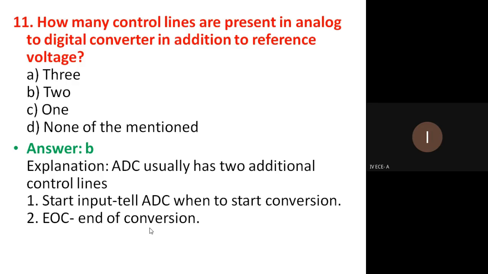Next, number 11. How many control lines are present in an analog to digital converter in addition to the reference voltage? Options are A, 3; B, 2; C, 1; D, none of the mentioned. Answer is B, the answer is 2. An ADC usually has two additional control lines: one start input to tell the start of conversion, that is SOC, and a second control signal, EOC, end of conversion. These are the two control signals available in analog to digital converters.